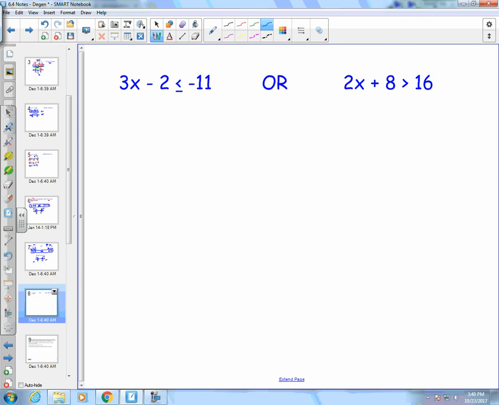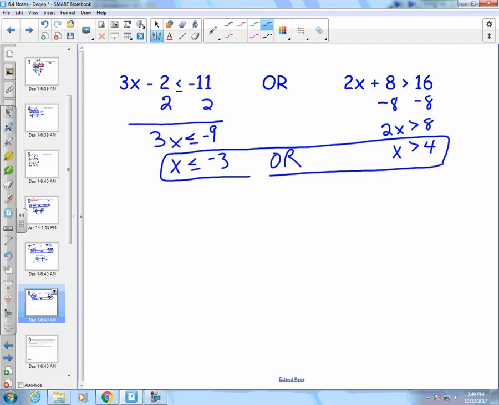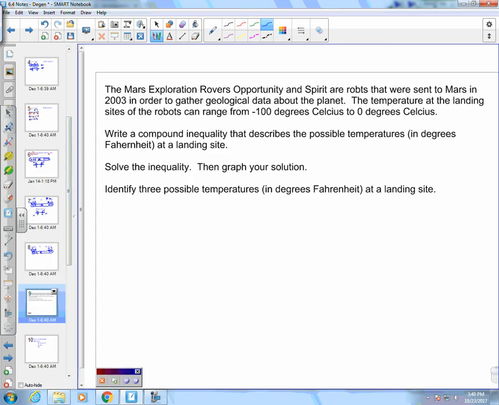We can do one more of these where we add 2 to both sides. 3x is less than or equal to a -9. Therefore, x is less than or equal to a -3. Or subtract 8 on both sides. We get 2x is greater than 8. And when we divide by 2 on both sides, we have x is greater than 4. We have our compound statement, and then you can graph that as well, and the arrows should be going in opposite directions.